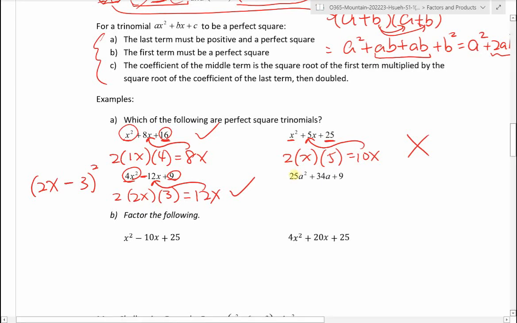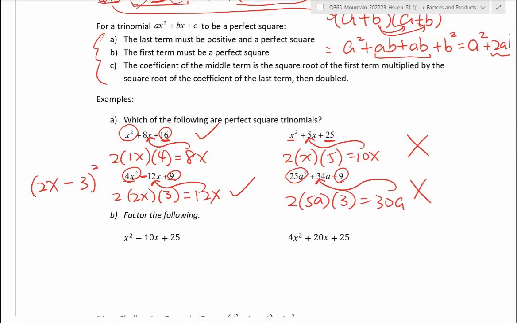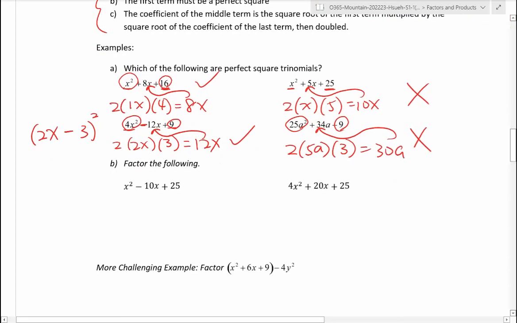Final example here, let's see, that's 25a squared, so that's a perfect square. That's a 9. That's also a perfect square. So let's check. We're going to multiply 2 with 5a. That's the square root of 25a squared. Square root of 9 is a 3. Multiply these three terms, you get 30a. Compare with that, it's not the same. Therefore, it's not a perfect square trinomial. Okay? So, let's take a look.